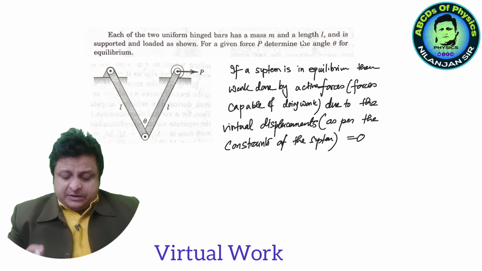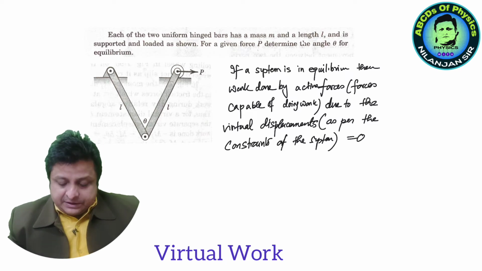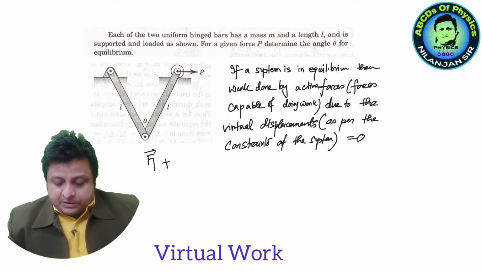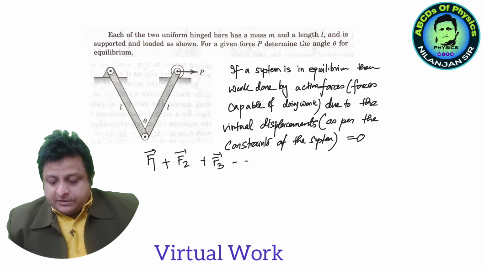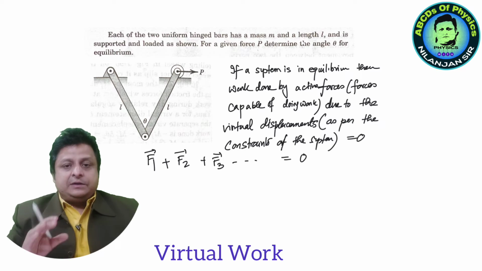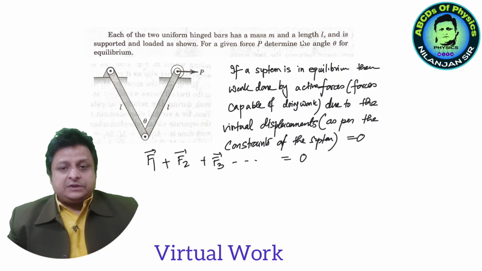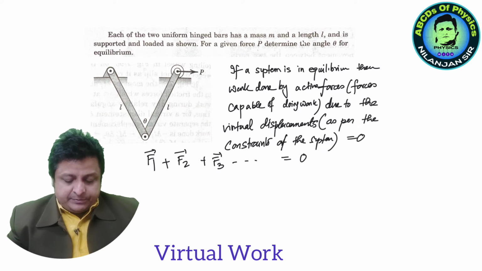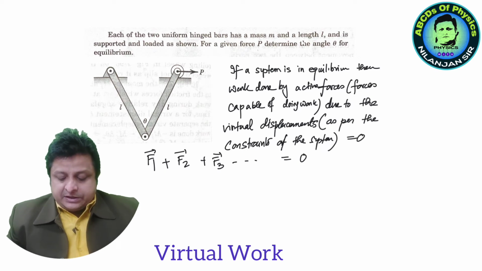That means suppose there are forces acting on the body, F1 plus F2 plus F3 up to Fn, and their sum is equal to 0. Then if you dot product a displacement with these forces, you will also get 0. That's the principle of virtual work in a nutshell.